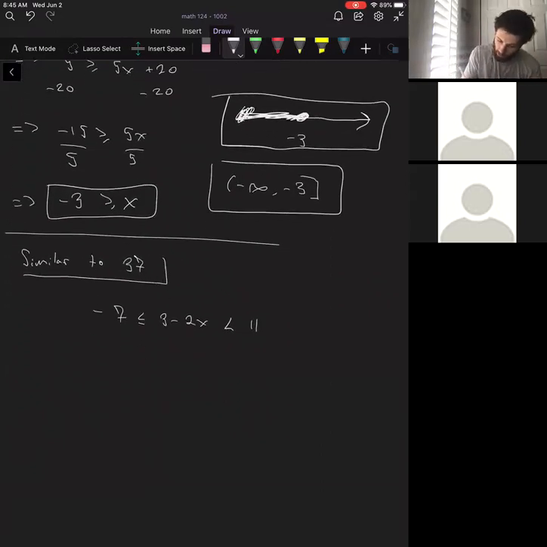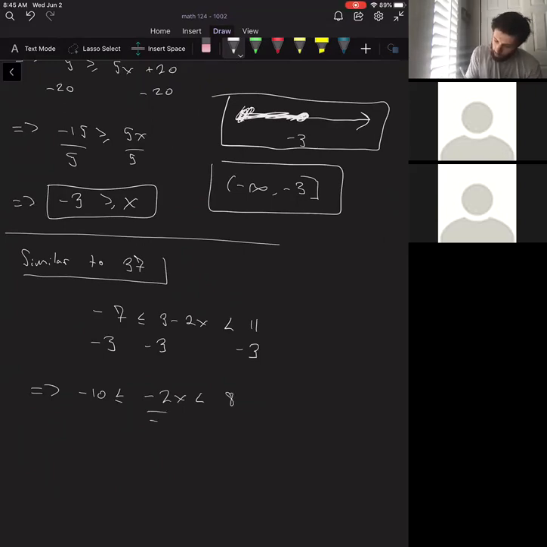So first, let's subtract the 3. Subtract the 3, subtract the 3. And adding and subtracting, we don't change the signs. That's only multiplication and division. So subtracting 3, that's okay. So we just have minus 10. The sign stays the same. And then in the middle, we have minus 2x. And on the right, we're going to have 11 minus 3, which is 8.